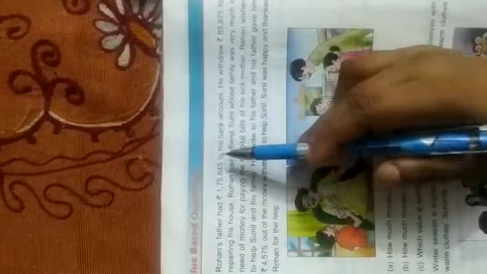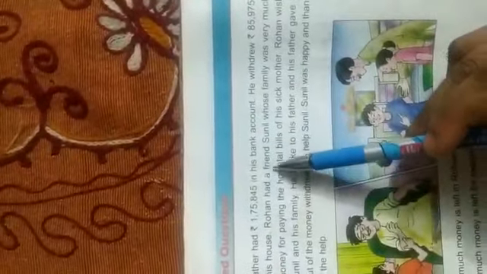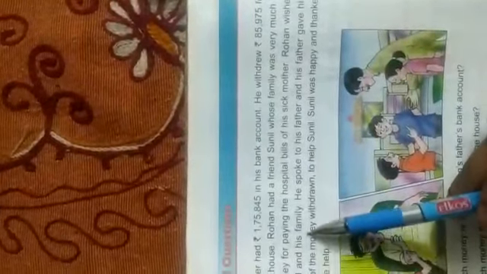Rohan's father had rupees 1,75,845 in his bank account. He withdrew rupees 85,975 for repairing his house. Rohan had a friend, Sunil, whose family was very much in need of money for paying the hospital bills of his sick mother. Rohan wished to help Sunil and his family.